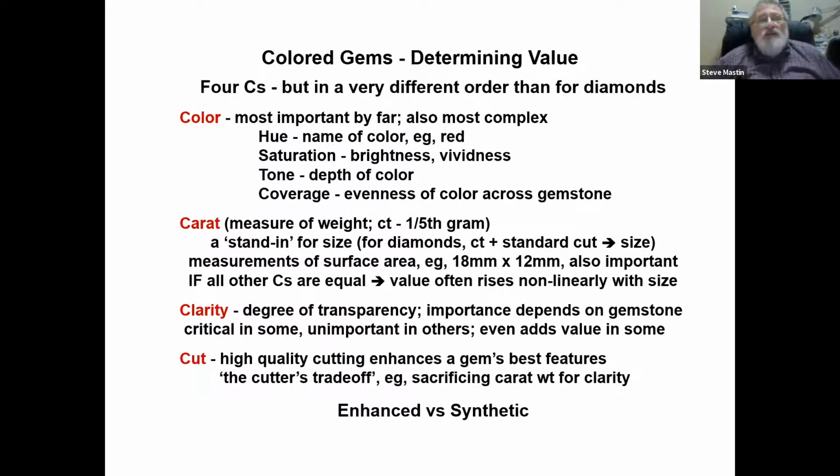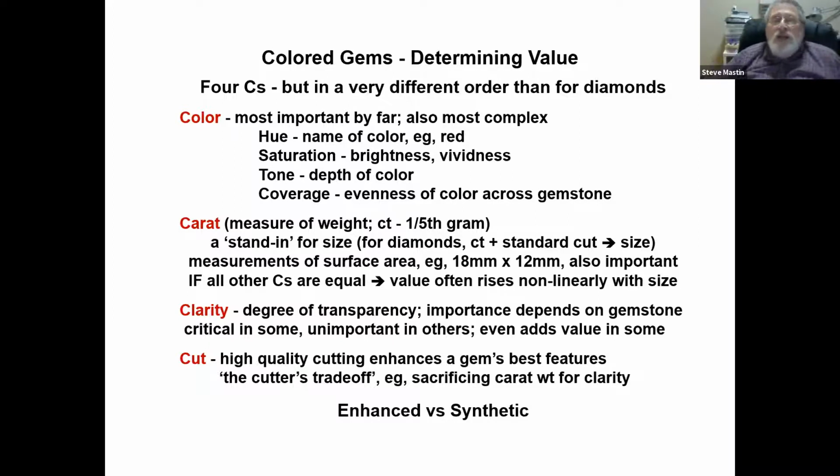But if all the other C's are equal, the value of a stone goes up non-linearly with size, because there are actually breaks. It goes up stepwise. You get to a certain carat weight, and the stuff above that is more valuable. And so usually you're looking at things like 1 to 5 carats, and then there's a break, and then 5 to 10 carats, and then there's a break, and then 10 to 30 carats, and there's another break, and then it goes up exponentially as far as value is concerned.